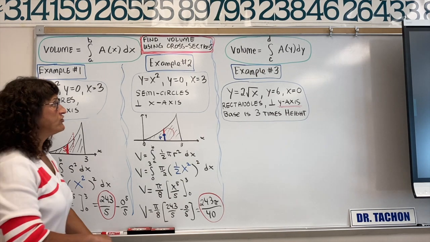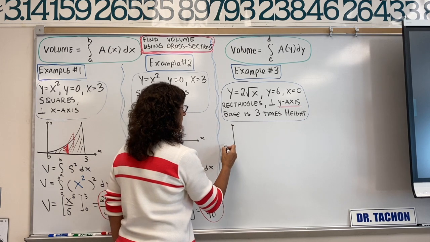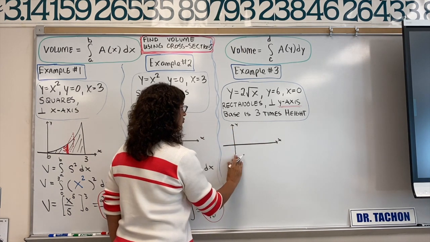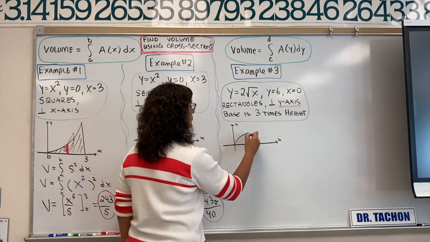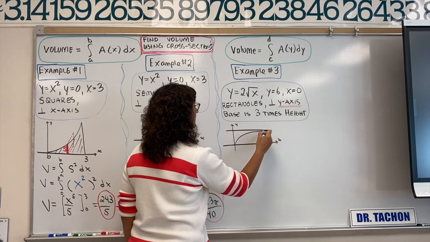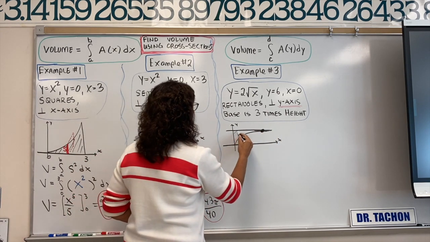All right, so let's go ahead and sketch our base. Our base is y equals 2 radical x. So here's my x-axis, here's my y-axis. So this is 2 radical x, and then y equals 6. So y equals 6 right here. They're going to come into contact somewhere over there. This is our base right here.